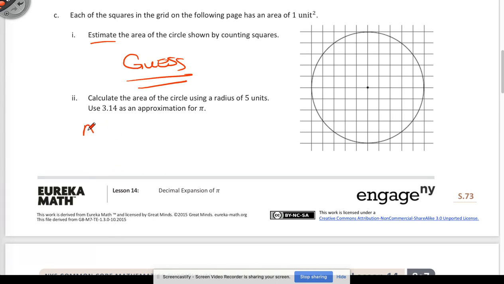So area equals pi r squared. So if I start here at the center of the circle, I have 1, 2, 3, 4, 5. So 5 units to the edge, and I only want to go halfway across because I'm doing radius. So now I will say pi times 5 squared, and I know that that's going to be pi times 25.